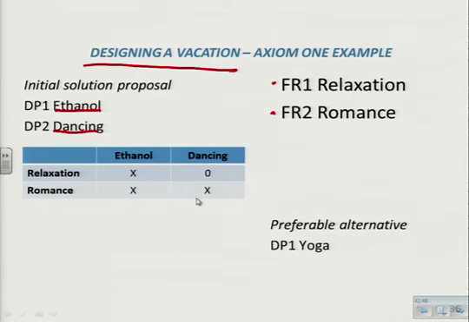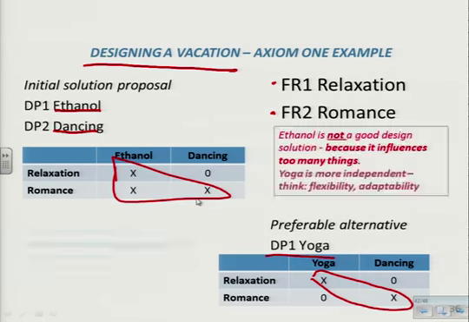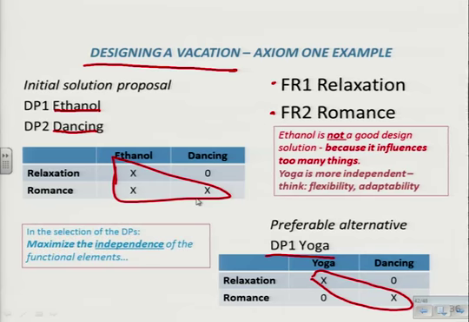So what about if we look at yoga as an alternative? And then, indeed, we could say the yoga won't have a negative impact on the romance, and so what is preferable here is a diagonal matrix as opposed to the triangular matrix. So, not surprisingly, ethanol is not a good design solution because it influences too many things, and so has unintended consequences, and yoga is a more independent solution. And think, flexibility, adaptability.